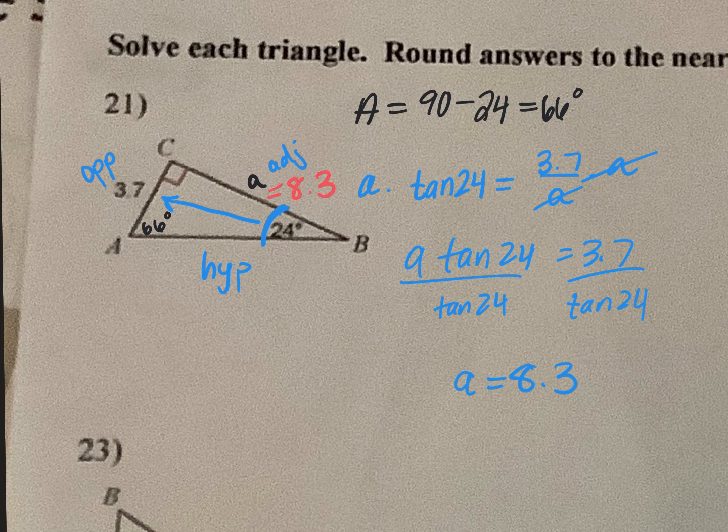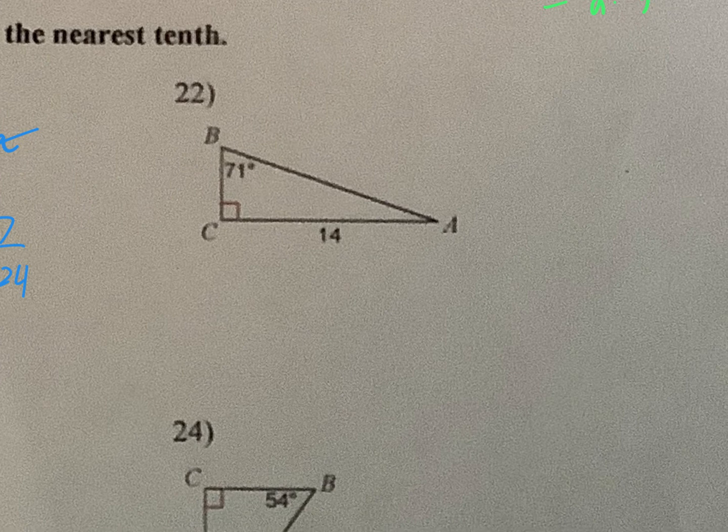All right, and then once you have those two, you can use the Pythagorean theorem to find the third, right? So you can do 3.7 squared plus 8.3 squared equals c squared. I'm not going to do that math because it's going to take a while, but you get 9.1. All right, let's move on to 22.